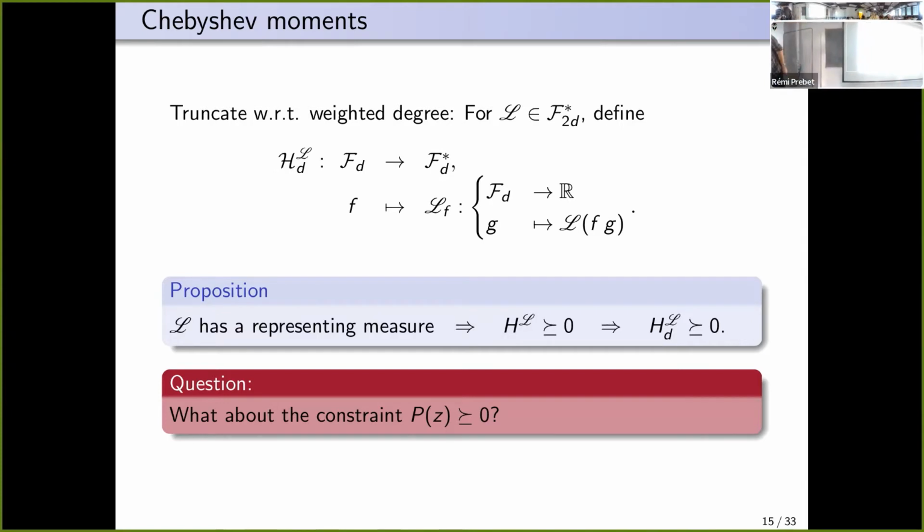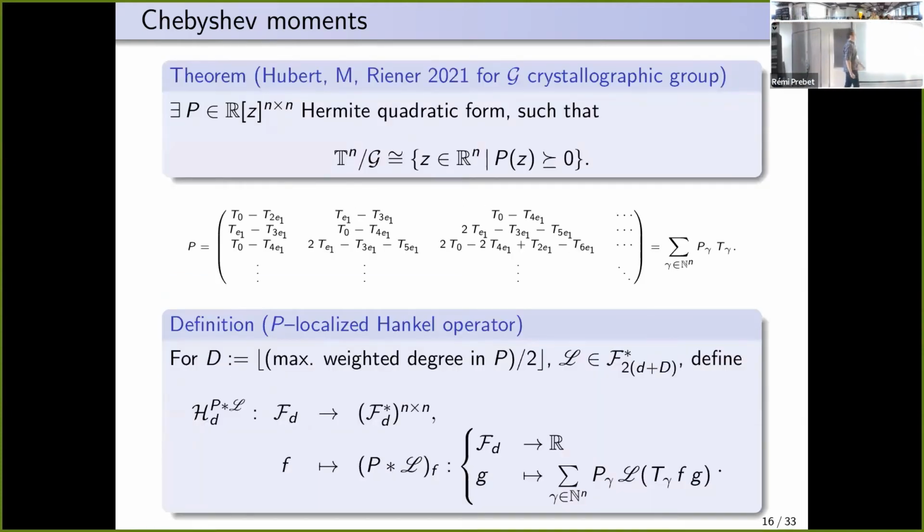What do we do with the constraint? Remember, this is the semi-algebraic set on which we optimize. And we have this matrix P, whose entries can be written in the basis of Chebyshev polynomials. Now I write it like this, these P gamma right there, they denote the coefficients of the basis elements. And now we define the localized angle operator, localized at this matrix, by choosing B to be the highest weighted degree appearing in this matrix divided by 2. And now for such a linear form, you can define this operator again.